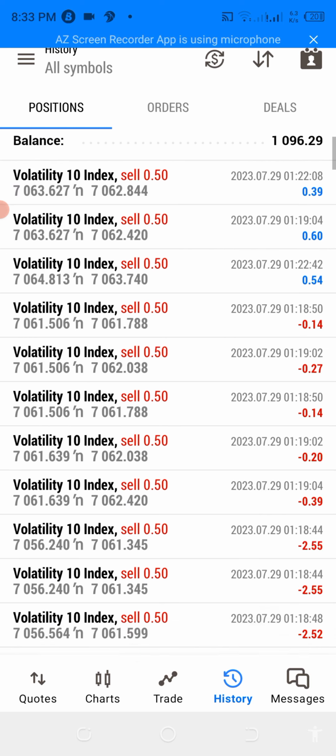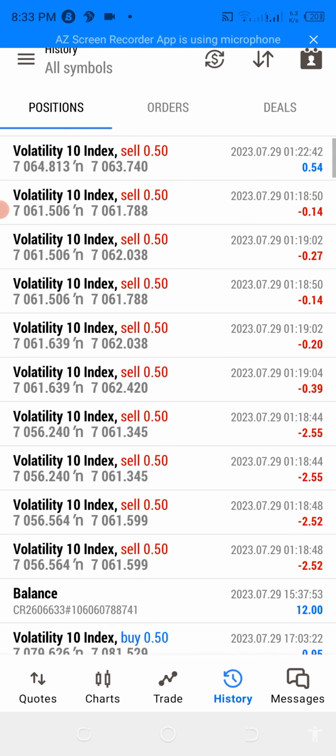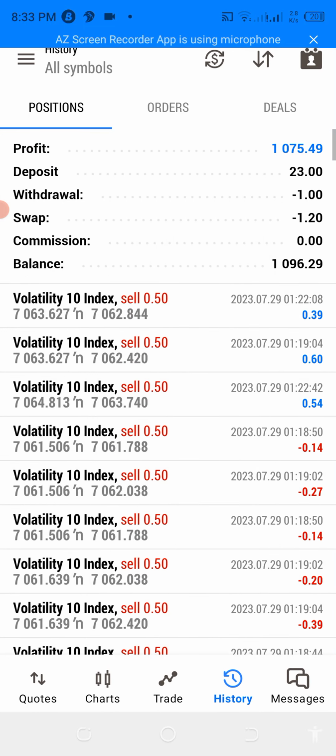You can see here, I deposited $23 yesterday. Look at the date there. Just look at the date. I deposited $23 yesterday, and today the account is currently on $1,000 plus within 24 hours.